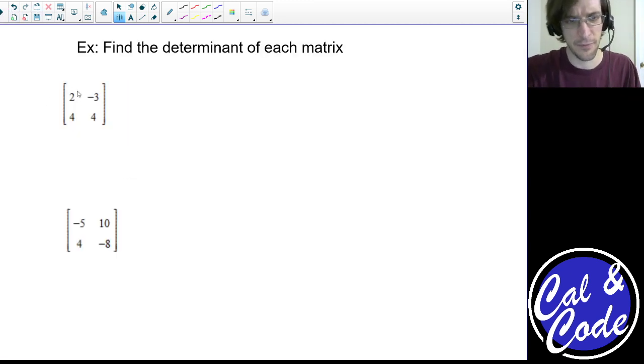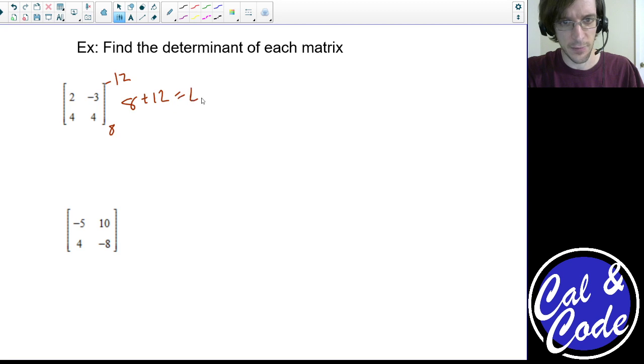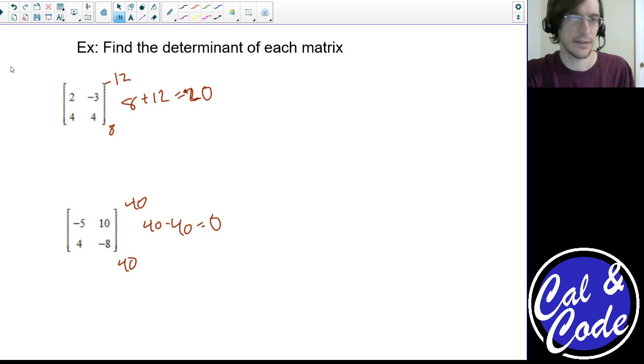So to find the determinant of this matrix, I'm going to multiply down, that gives me 8, multiply up, that gives me -12. I do 8 minus -12, and that gives me 20 is the value of the determinant. Multiply down, that gives me 40, multiply up, that gives me 40. 40 minus 40 is 0. The determinant is 0.